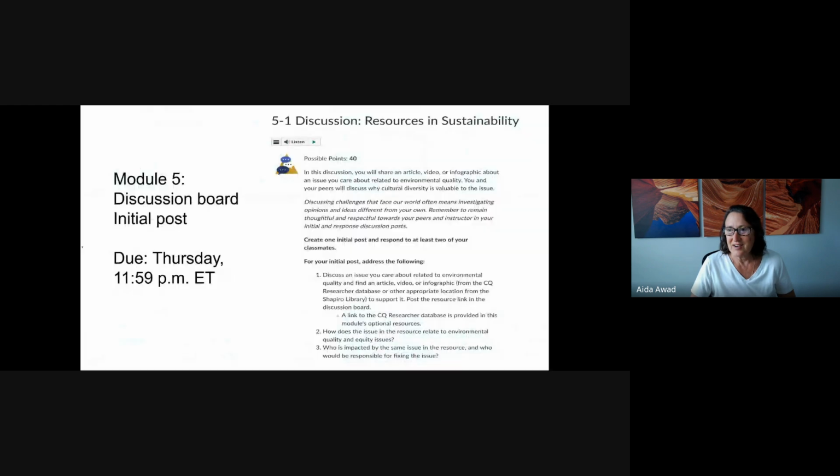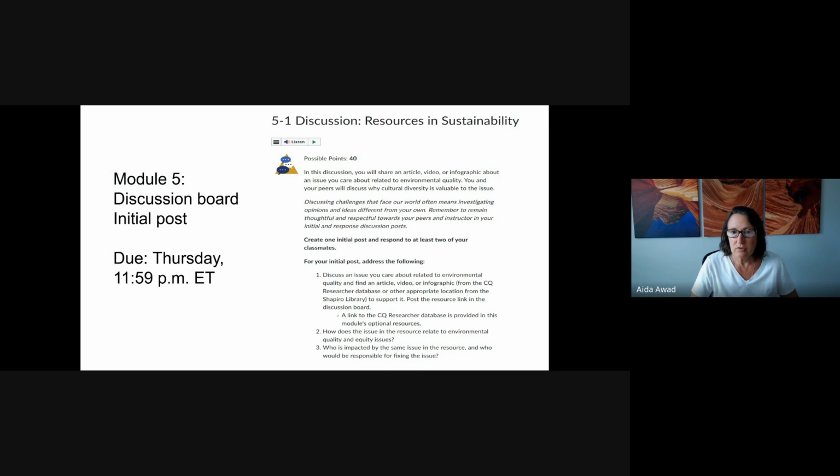So let's go ahead and get started and take a look at the assignment itself. Here you're asked to share an article, and you're going to find this using the CQ Researcher tool in the Shapiro Library that relates to environmental quality. For your initial post, you're going to provide an overview of the article, and you're going to describe that environmental quality issue and how it relates to issues of equity. So you'll also want to identify who is impacted by the issue and then who's responsible.